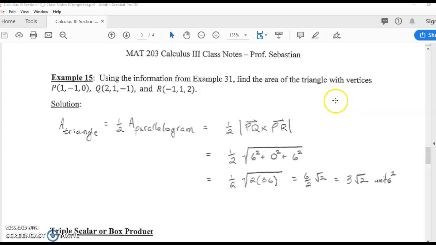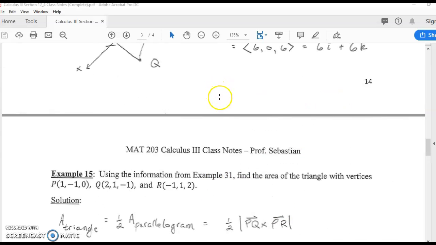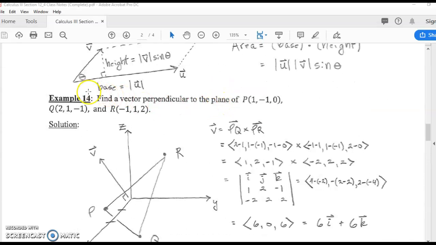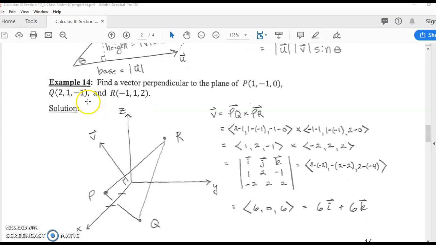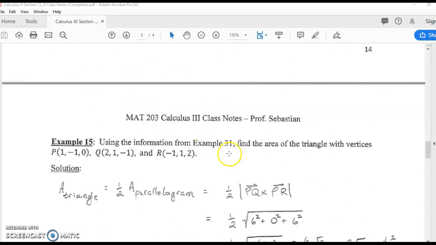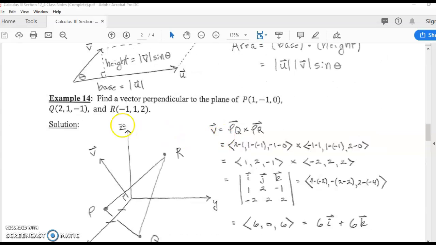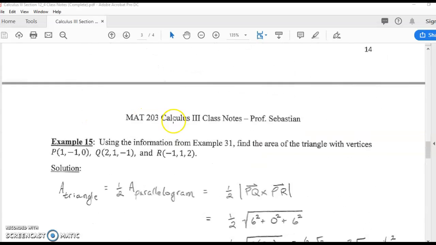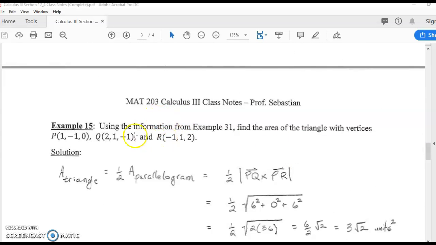So going back to the example 31, geez. Example 14, I didn't change that in my notes. I apologize for that. That was a big mistake. That's example 14, the previous one. Okay, previous example. Find the area of the triangle with those same vertices.